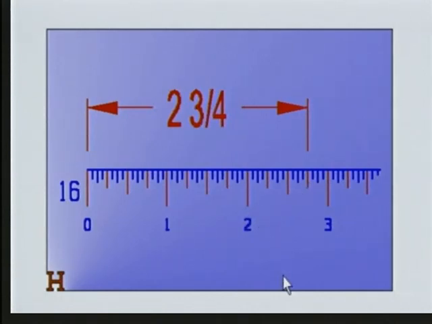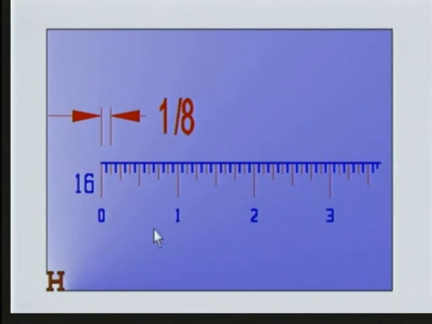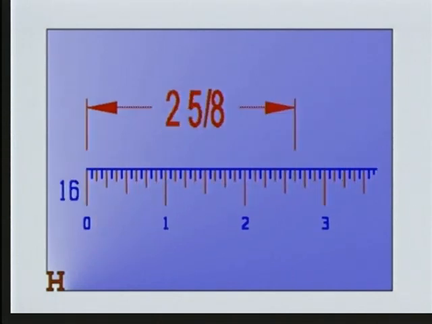Let's look at another one. The next smaller division is 1/8 of an inch. If we look at those divisions, 1, 2, 3, 4, 5, 6, 7, 8, we can see we can find 8 equal parts, 1/8 inch parts. An example of that would be to measure 2 5/8. Here's 2, and here's 1, 2, 3, 4, 5/8, 2 5/8 inches.